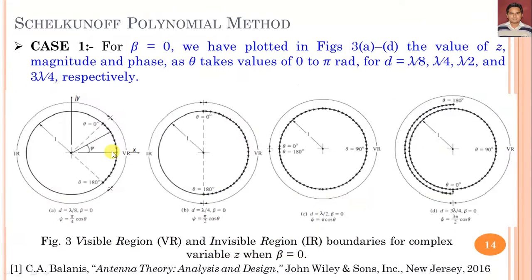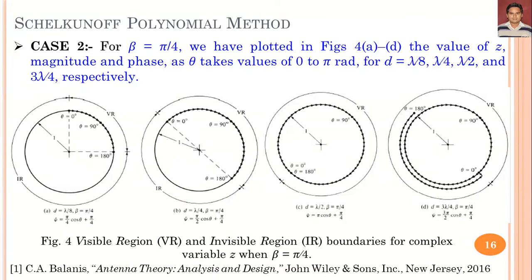So here we can see this is for beta equal to 0. When beta is equal to pi by 4 we have considered, then this visible region is rotated in the anti-clockwise direction by pi by 4, because this is the addition factor. So d equal to lambda by 8, the region lies from x to jy region. Similarly, in the subsequent figures 3 a, b, c, d, for different lengths d equal to 3 lambda by 4 can be calculated when beta is equal to pi by 4.